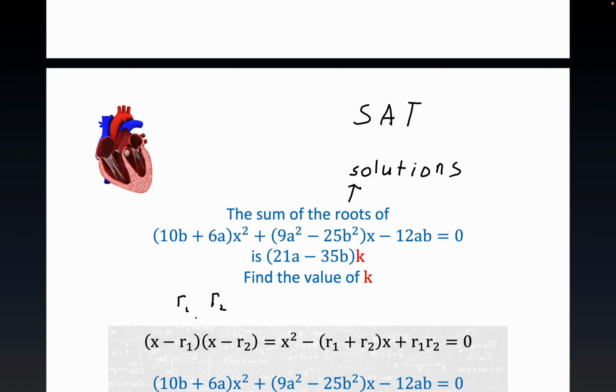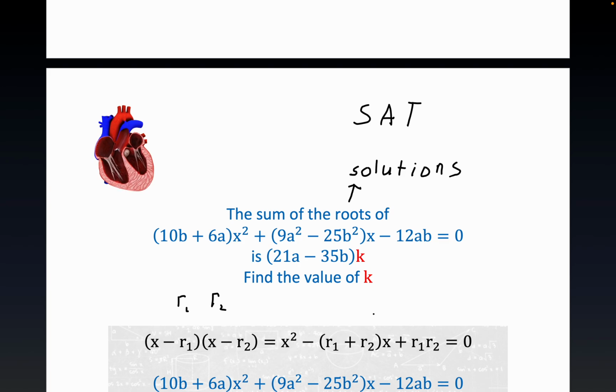correspond to factors. If something is a root, it's a factor. Like if 3 is a root or a solution, then x minus 3 is guaranteed to be a factor, because if you put 3 into x minus 3, you get 0. Okay. Now, when you expand this out, the negative sum of the roots appears as the coefficient of x. And you guys can just expand this out on your own to verify that if you want. But when you expand this out, these two guys, R1, R2, their sum is the negative coefficient of x.